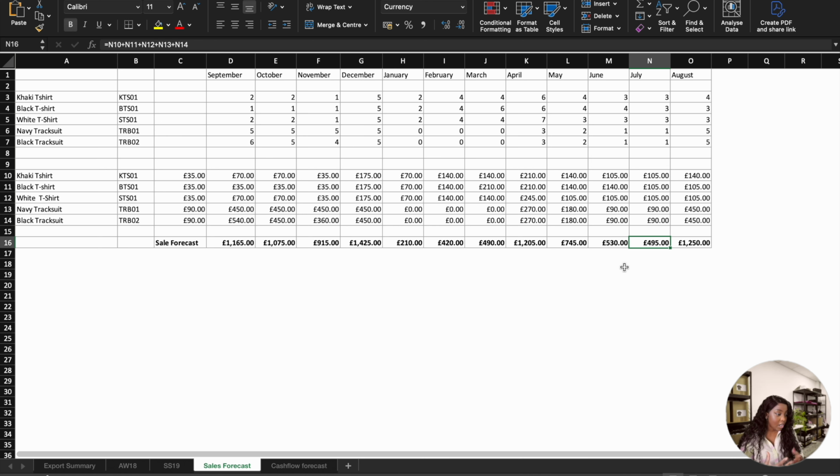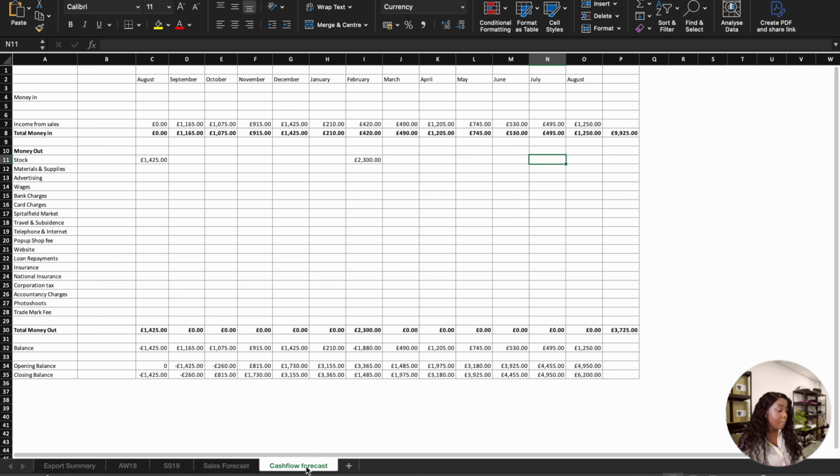So you can already start looking at your sales forecast table and start seeing, okay, in January I'm not going to make much money, so what am I going to do to help subsidize myself, so that I am prepared for that month that I'm not making that much money? So this is our sales forecast. Now let's hop into our cash flow forecast.